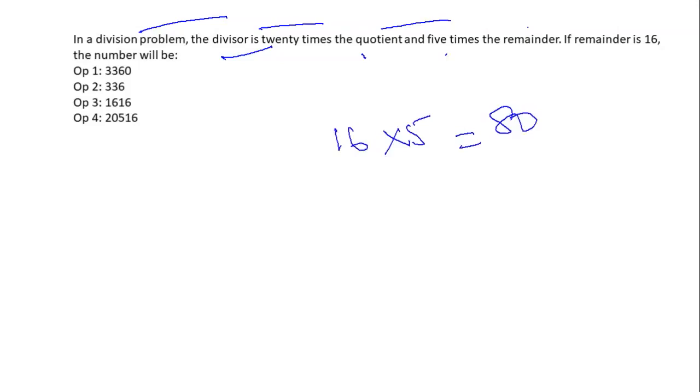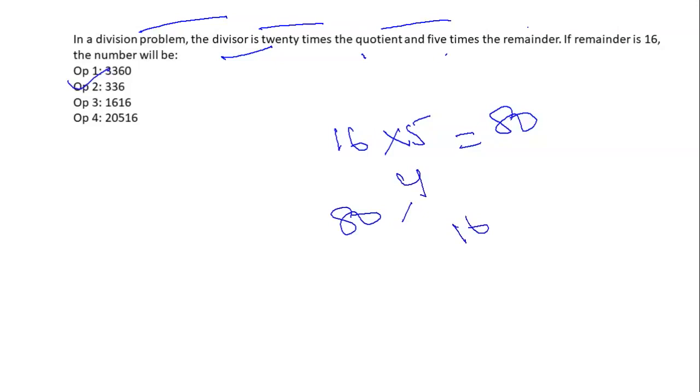The divisor is 20 times the quotient. Okay, and 5 times the remainder. So 5 times the remainder means actually 80. So 20 times the quotient is 80. So quotient is 80 divided by 20, so it's 4. The remainder is 16. So answer should be 336.